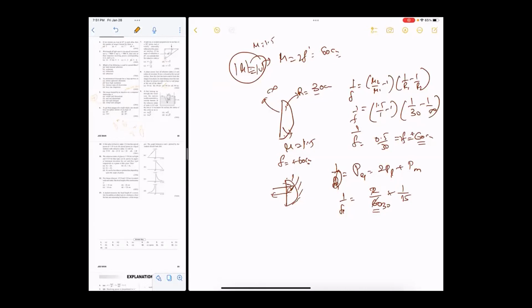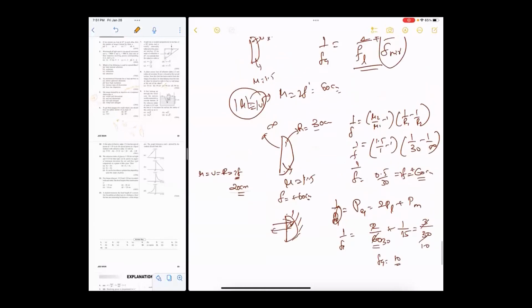So how much is 1 by 30 plus 1 by 15? How much is it, guys? 3 by 30. So F equivalent is how much? 10. Agreed? F equivalent is 10. So U is equal to V is equal to R, which is 2F, no? So 20 centimeters. Is that clear?